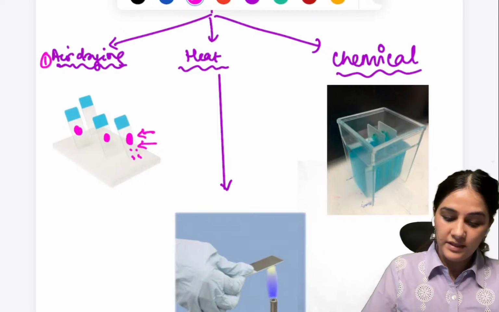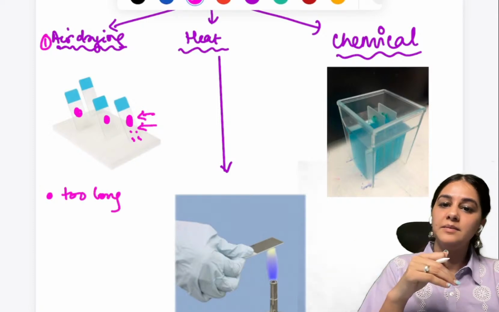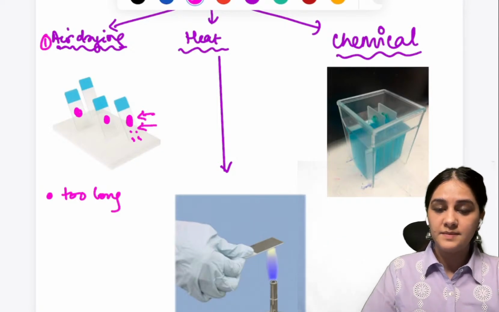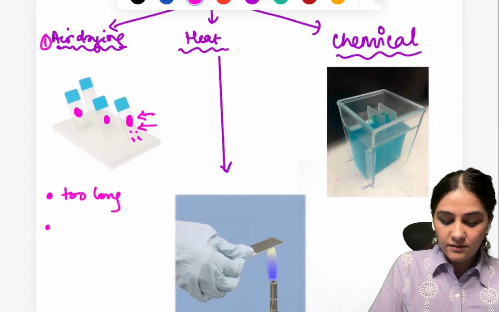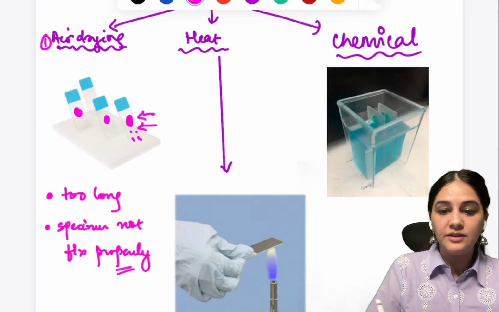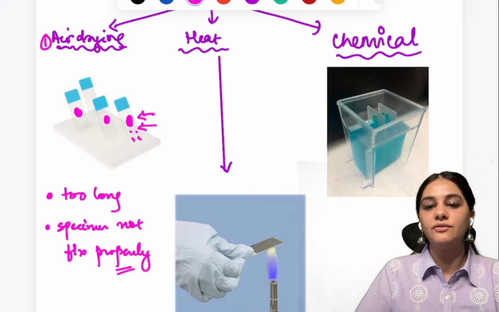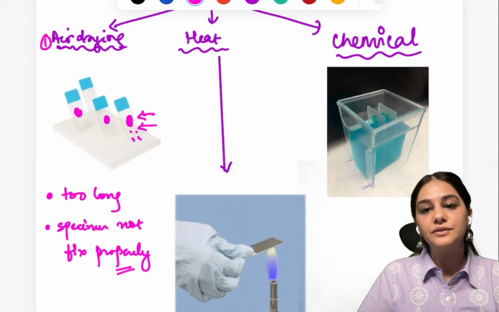So now what is the problem with air drying? The first problem is that it takes too long. We have just kept the slide, we are not doing anything, air is passing, so it's going to take a very long time for the specimen to dry out, right? And the other thing is that the smear is not fixed properly, because air is not doing anything differently to fix the specimen, it's just drying it out. So these are the two disadvantages of air drying: it takes too long, and the specimen is not fixed properly. So that is the first one, which is air drying.